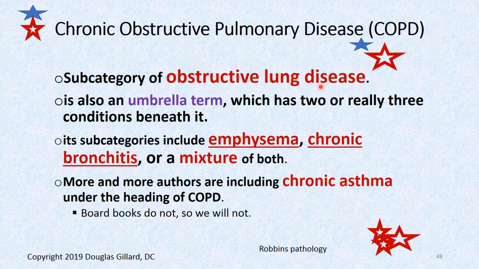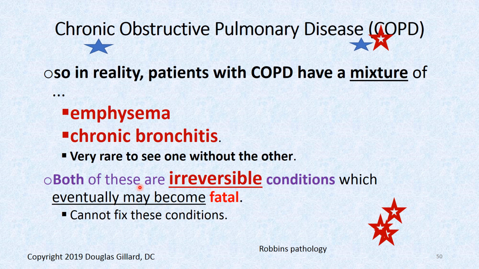So COPD is under the category of obstructive lung disease. It's also an umbrella term because it contains emphysema and chronic bronchitis. You medical people who are watching this, check what book is governed by your boards and see if chronic asthma is included. It might be included as one of the children underneath the category of COPD. For chiropractors, it's only emphysema and chronic bronchitis, that's it.